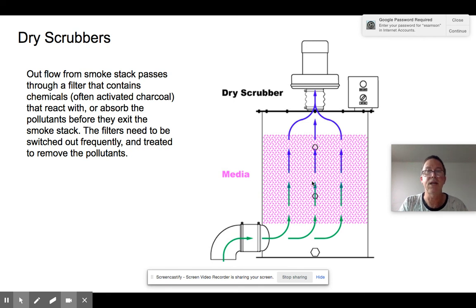It requires having extra smokestacks so you can shut one down while you treat the other one, but you end up with air that's breathable and that isn't unhealthy. And so this is definitely a technology that's worth investing in. And the more you invest in it, the better it gets.